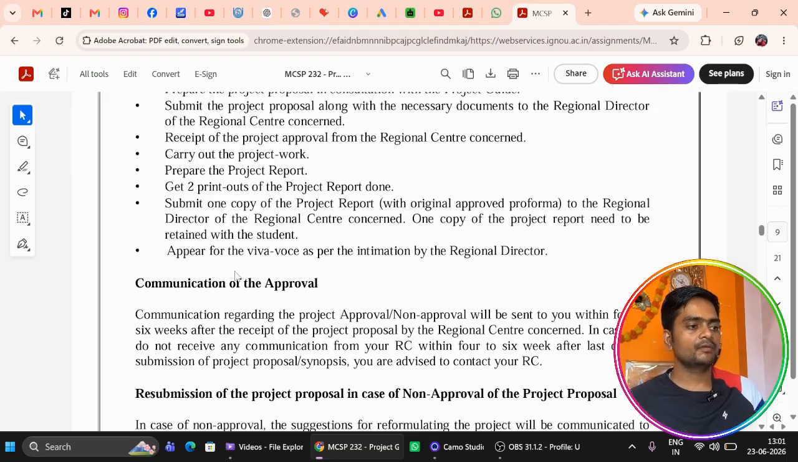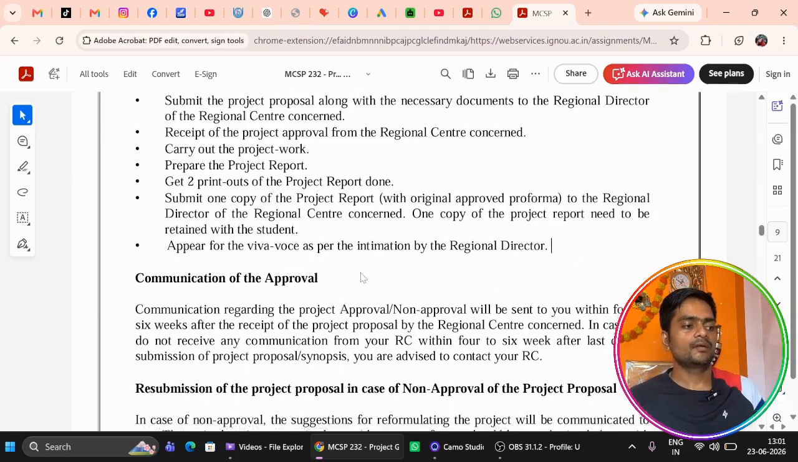Appear for the viva as per the intimation by the regional director. So you have to get in contact with the regional director about when your viva is going to happen, and at that time you have to appear for the viva as well.